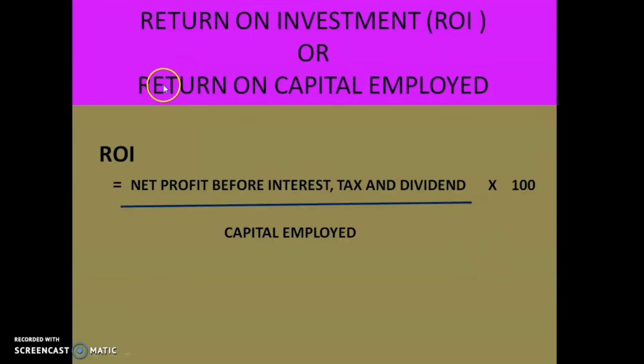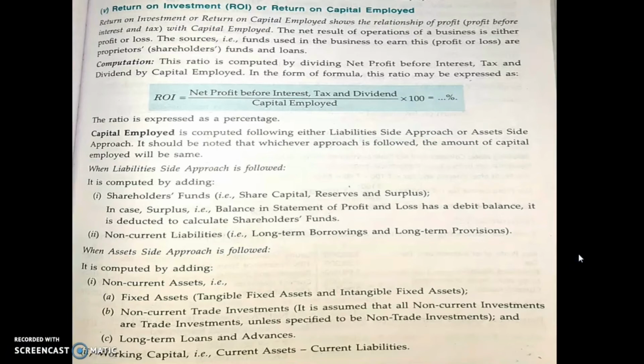The formula to calculate return on investment ratio is net profit before interest, tax and dividend divided by capital employed into 100. The expression in which ROI, that is return on investment, is shown is in percentage.